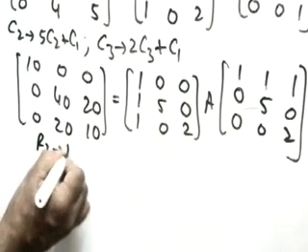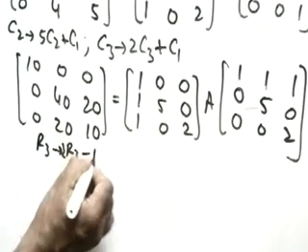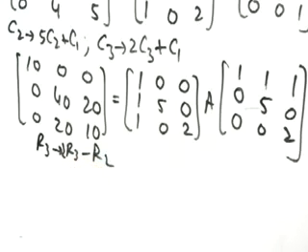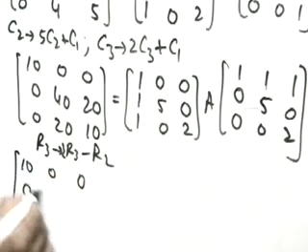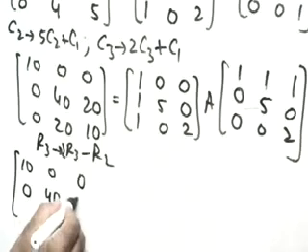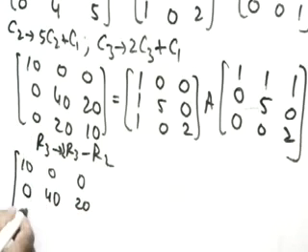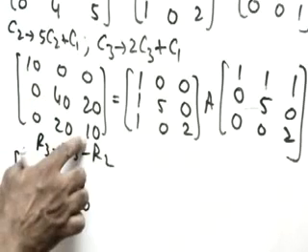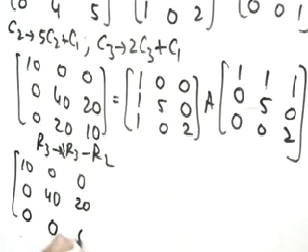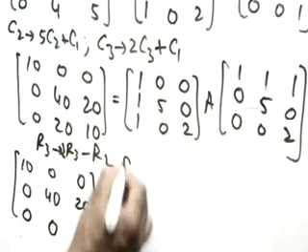This is R3. So R3 implies 2R3 minus R2. So let me change this one: 10 0 0, 0 40 20. Now if you multiply 2 into 0 0, it will remain 0. 2 into 20 is 40, 40 minus 40 is 0, 2 tens are 20, 20 minus 20 is 0. So we got this one 0.